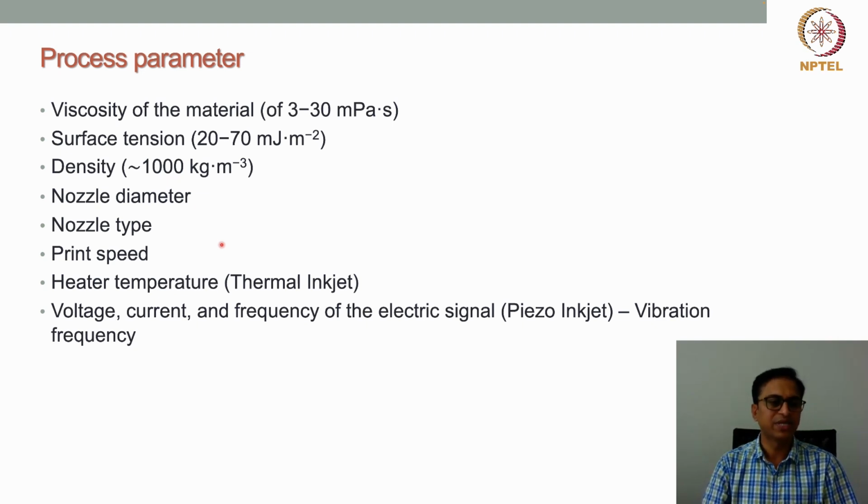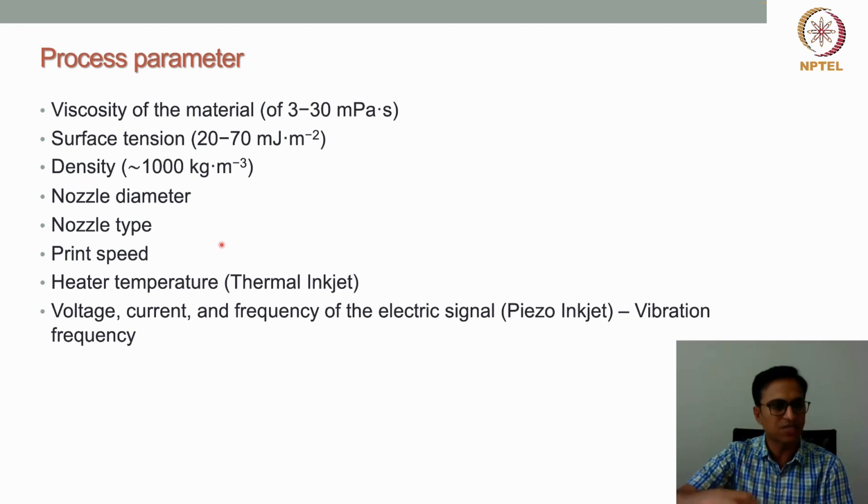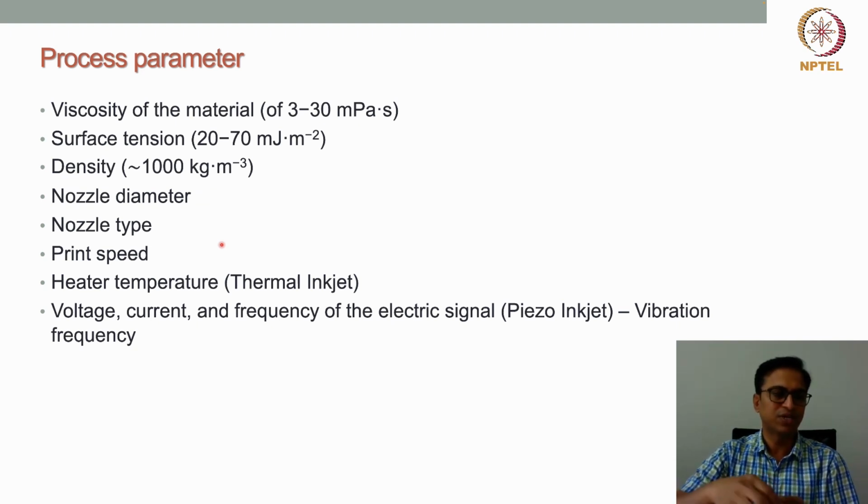Otherwise, what will happen? If your ejection rate is very high but your print speed is low, a huge number of droplets will be delivered to a certain location. Then they will fuse with each other, so you will not get a good distribution. But if your print speed matches that, then you will get a very good distribution or a very good pattern of these droplets.